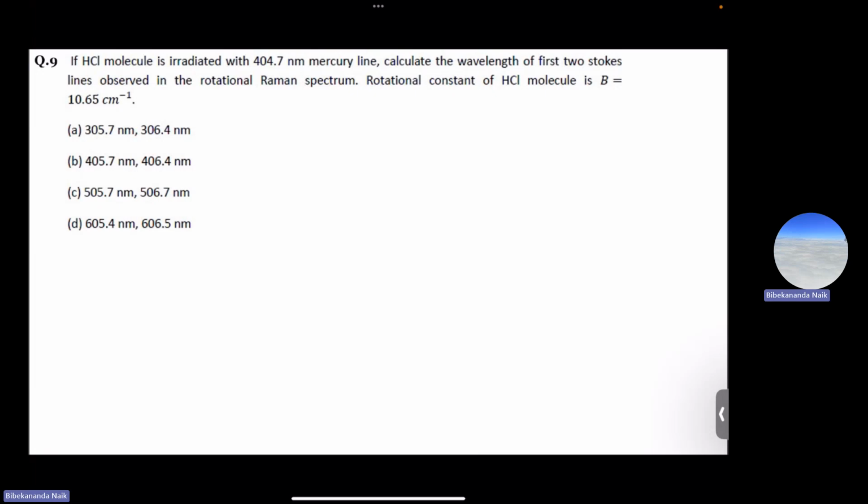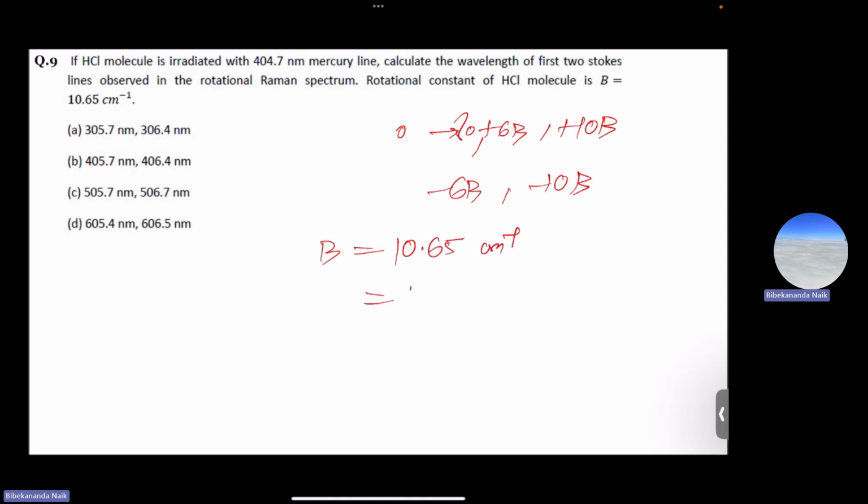Okay, so how will we solve this question? This is pretty much similar to the previous question. In the previous question, it was 0, then plus 6B, plus 10B. Here it will be minus 6B, minus 10B. So first we need to find the value of nu 0. Here B is given as 10.65 centimeter inverse, which is 1065 meter inverse.